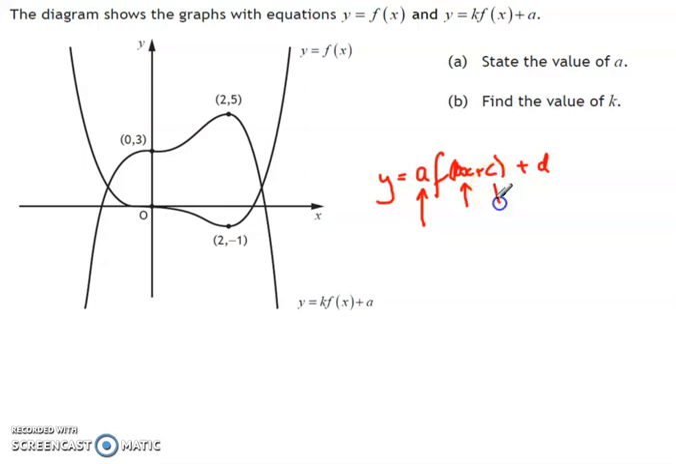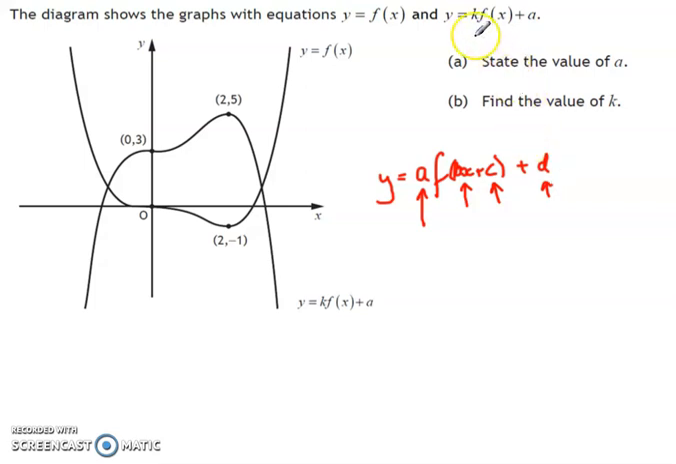The c, what that does is that translates the graph in the x direction, i.e. it moves it left or right depending upon the value. And this value of d here translates the graph up and down. So it moves the graph up and down however much we want. Now all of these don't have to take place at the same time. There can be a variety of combinations, or we could have all of them at the same time if the question was being particularly nasty.